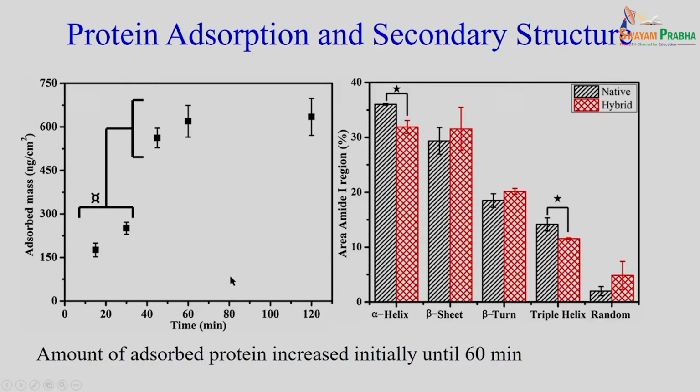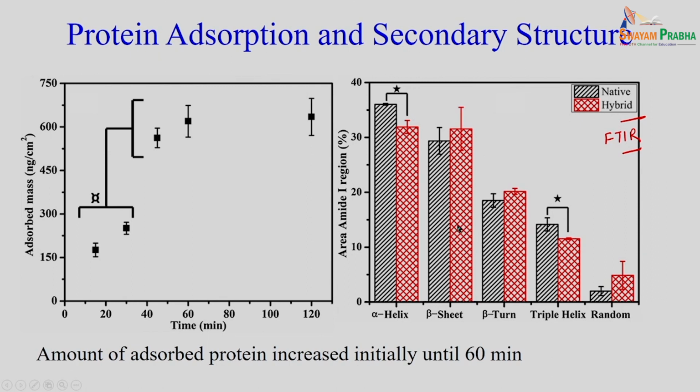So, here this is the protein adsorption and the change in the secondary structure. What we are seeing is that with time there is an increase in the amount of collagen adsorbed, and it was found that it is increasing and reaching saturation in about 60 minutes. Here we are analyzing the change in the secondary structure: alpha helix, beta sheet, beta turn, triple helix and random. Again for the secondary structure we have used FTIR to analyze the change.